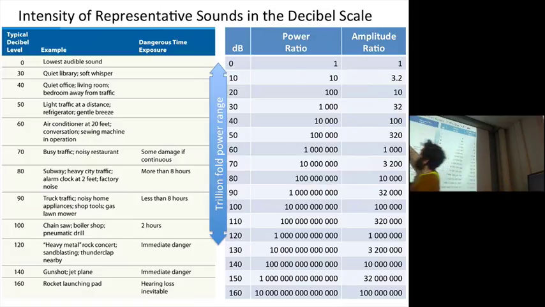We measure the intensity of sound in decibels. It's a logarithmic scale. So about 30 decibels is a quiet library, a soft whisper. And the lowest audible sound is just a little bit below that. It's near 0 decibels. 0 decibels is not silence. You can go below that, but it is a very quiet sound. And we call it 0 because that is the bottom of our ability to hear. Okay?